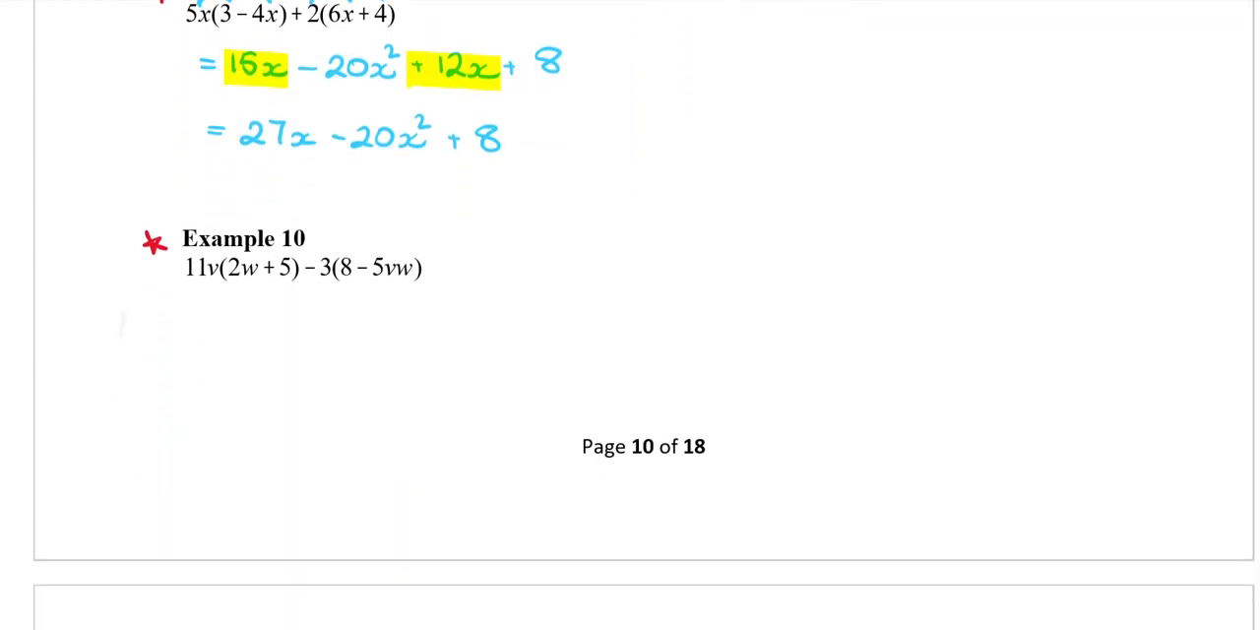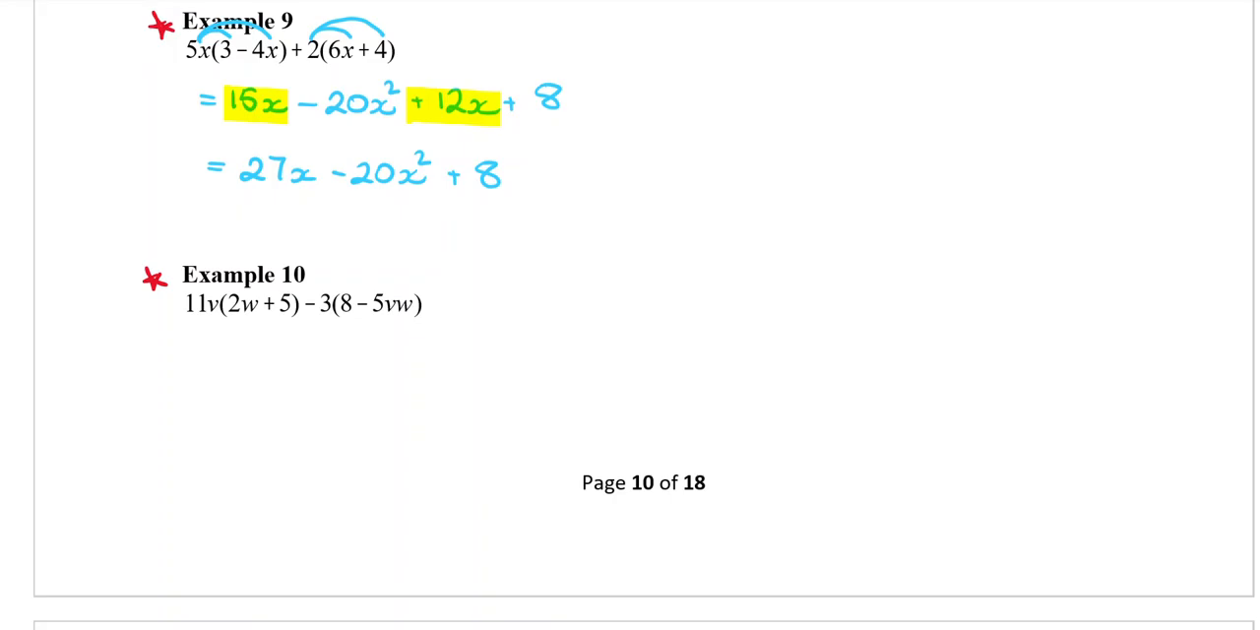Okay, so question 10, another one of these ones with the two brackets. So let's times the 11v into that bracket. 11 times 2 is 22. Then we have a v and a w. Then we want to plus 11 times 5 is 55. And we also have the v from the front.